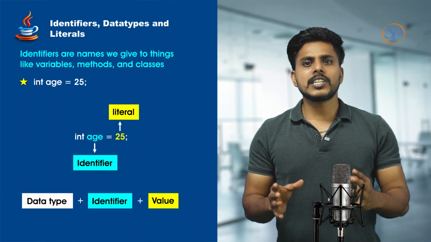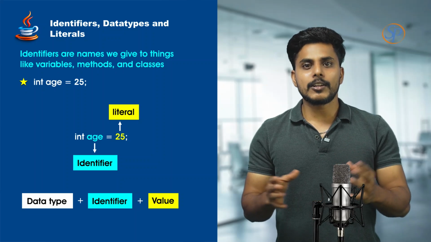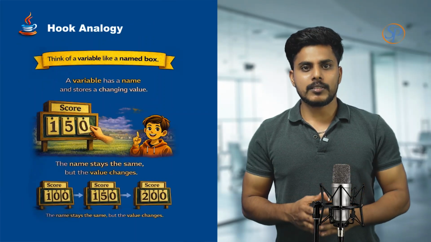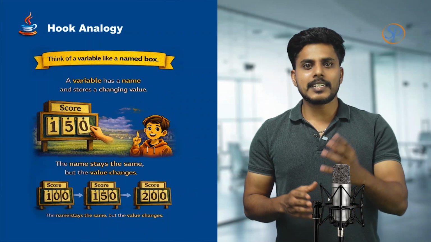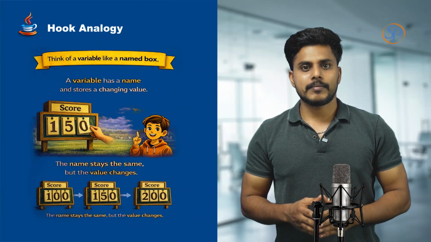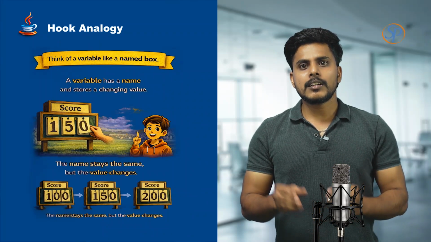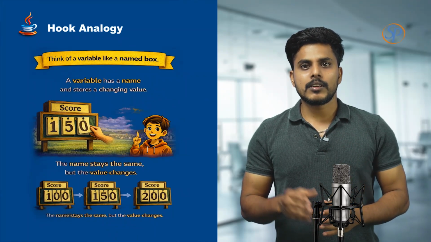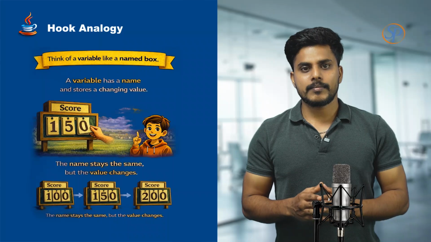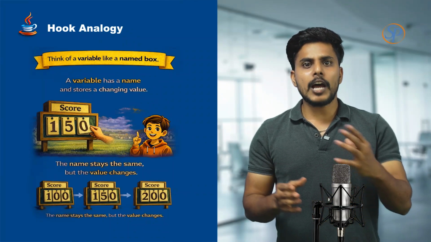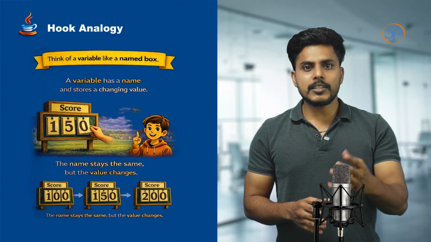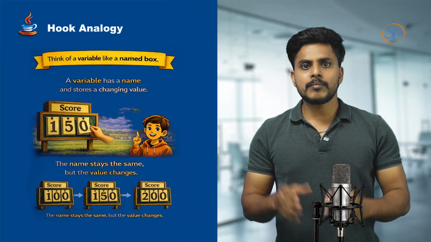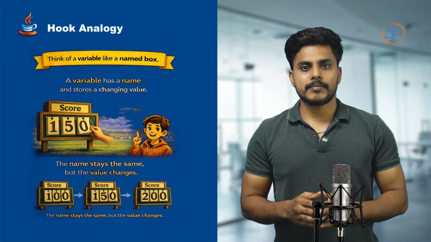A variable is just an identifier that stores a value. Think of a variable like a named box. You store something inside it and you give it a name. For example, imagine you have a box labeled score. Inside that box, you put the value 100. After some time, the score updates and the value changes to 150 and then 200. But the box name score remains the same.